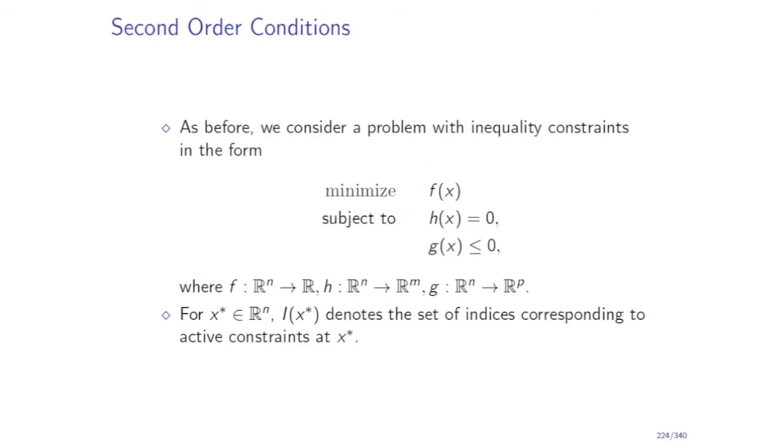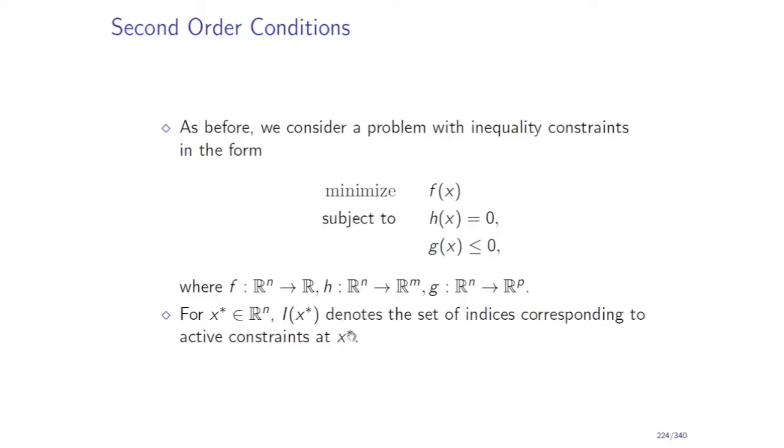Next, we consider the second order optimality conditions for problems with both inequality and equality constraints. As before, the problem that we'll consider is given by minimizing f of x, subject to m equality constraints h of x equal to 0, and p inequality constraints g of x less than or equal to 0.